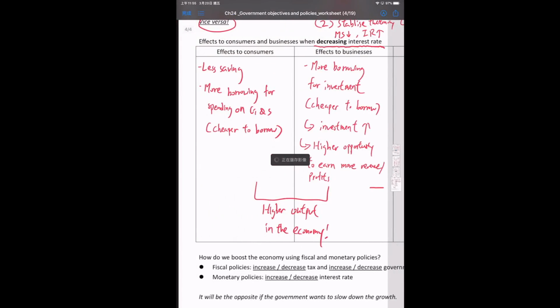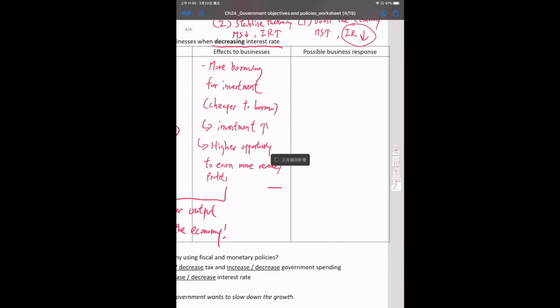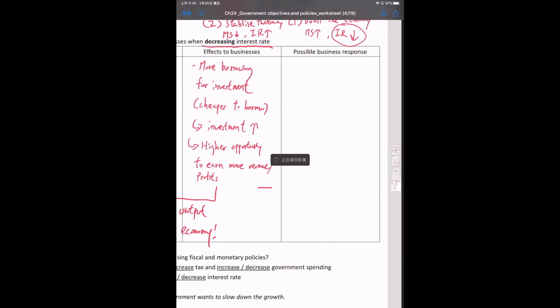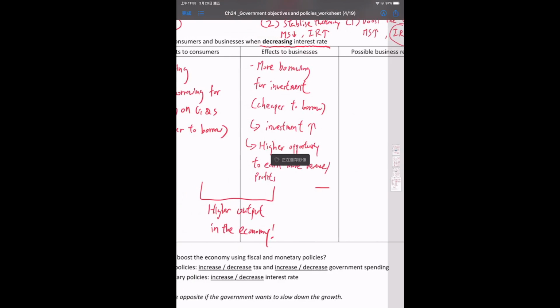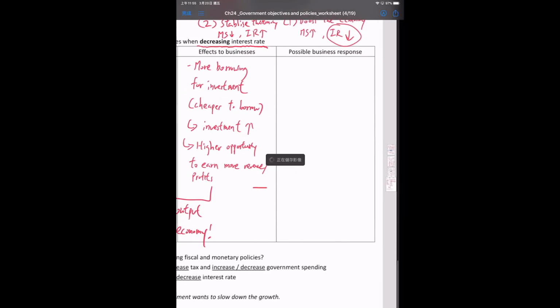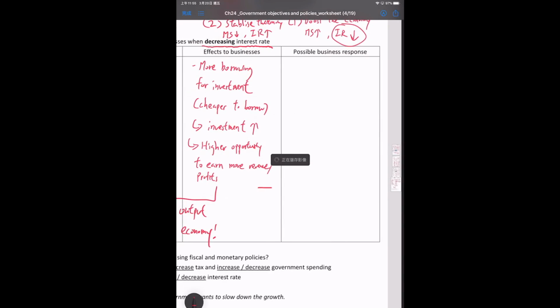If the government is decreasing the interest rate and those things happen, so what do you think? The possible business response.